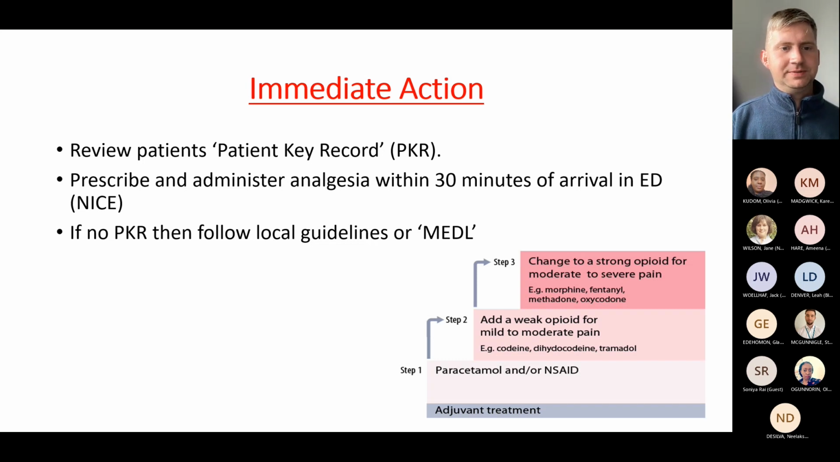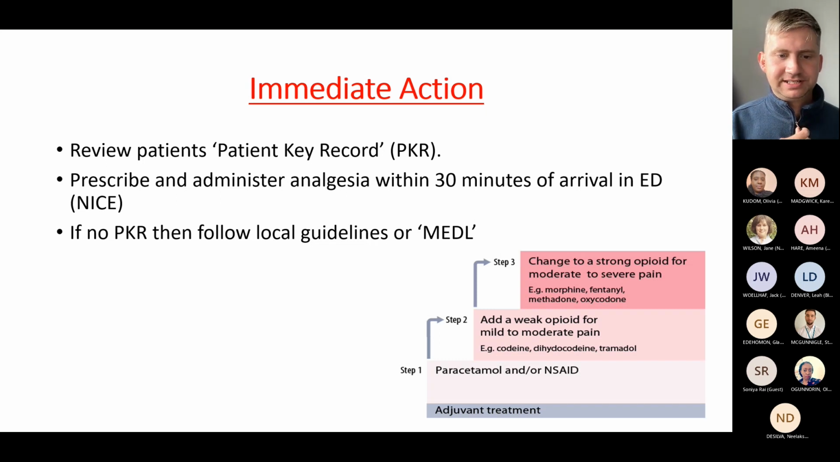And we need to prescribe and administer analgesia within 30 minutes of arrival in ED. As we all know, that's a national target, but that doesn't necessarily mean it's met. And if they haven't got a PKR, then we need to follow the local guidelines on a needle. I'm not sure if you have those, or if they're called that in your hospital, but the needle is like our little quick algorithm for how to manage these patients.